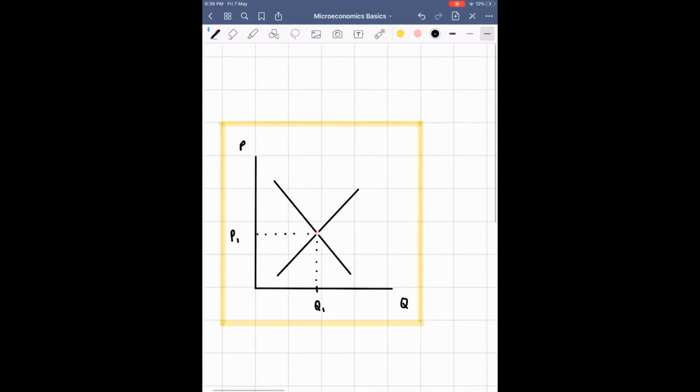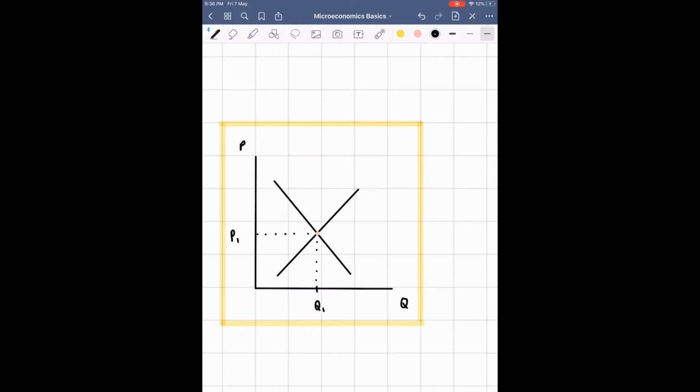Look at this graph over here. We are given the price at the vertical axis and the quantity at the horizontal axis. We have also drawn the market supply and market demand curve.